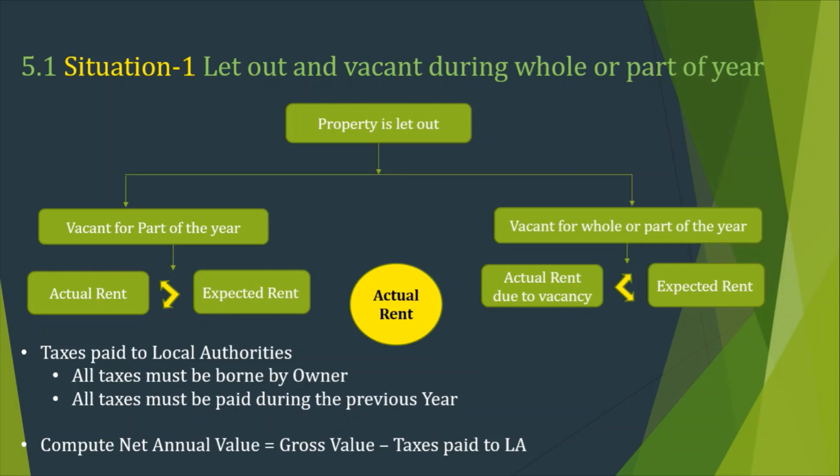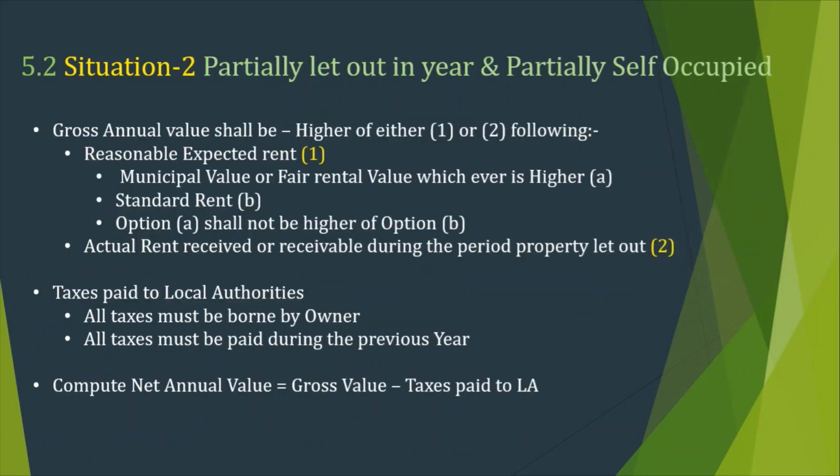Then after gross annual value you will calculate the taxes paid by the owner, not the tenant, and all taxes must be paid during the previous year for which we compute the income. After that we will deduct such taxes paid to the local authority from the gross annual value. So this is our condition number 1.